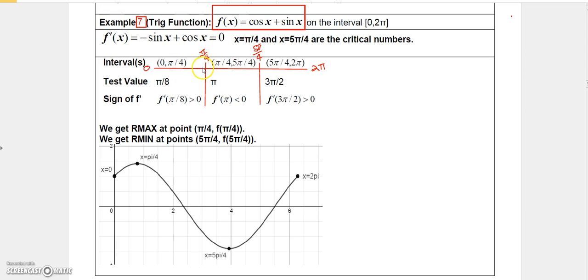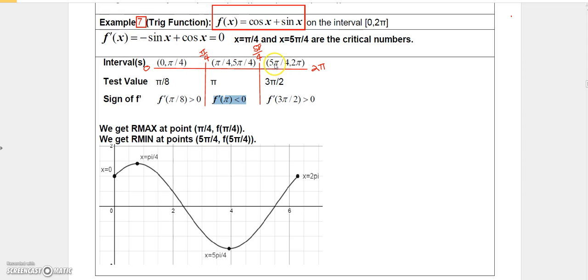So I break the number line up at pi over 4 and 5 pi over 4, and then I get the intervals from 0 to pi over 4, from pi over 4 to 5 pi over 4, and from 5 pi over 4 to 2 pi. Now, when I plugged a number between 0 and pi over 4 in, like pi over 8, when I evaluated the derivative at pi over 8, I actually got a positive number. And when I evaluated it for a number between pi over 4 and 5 pi over 4, like pi, I actually got a negative number.